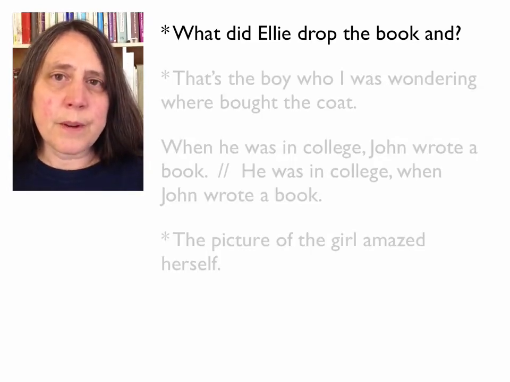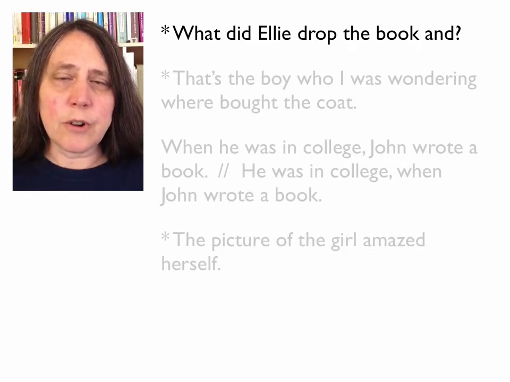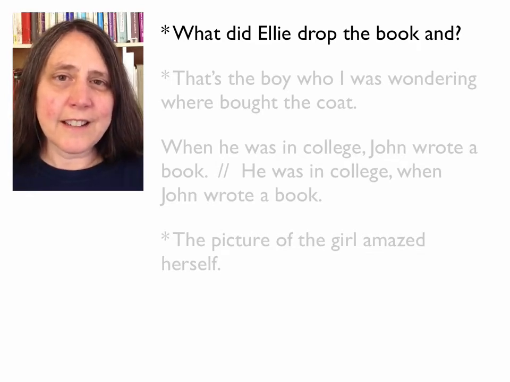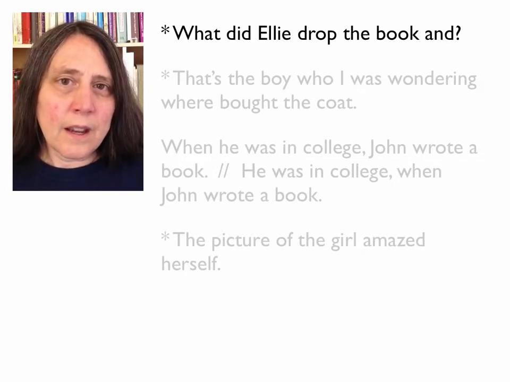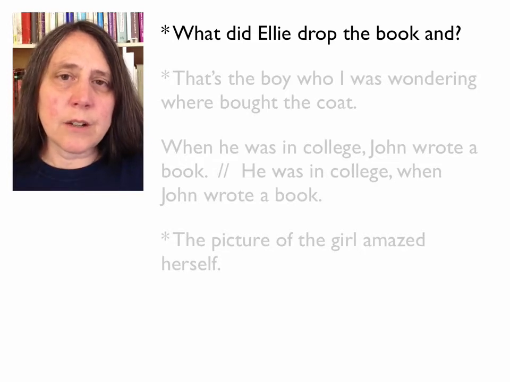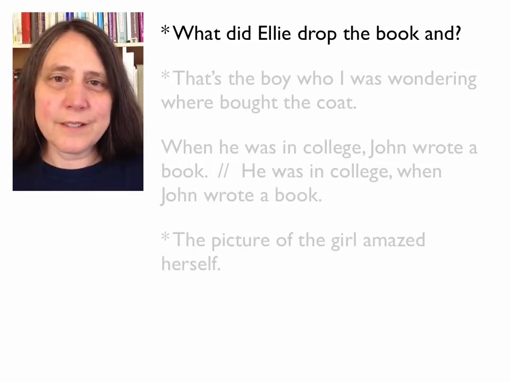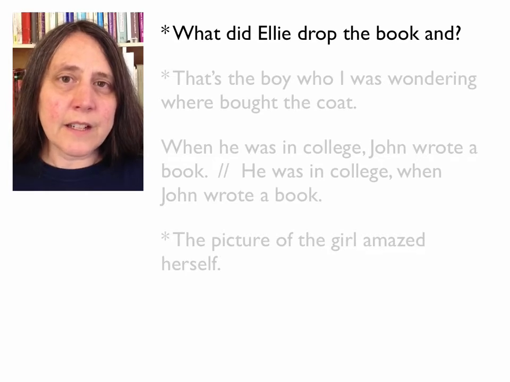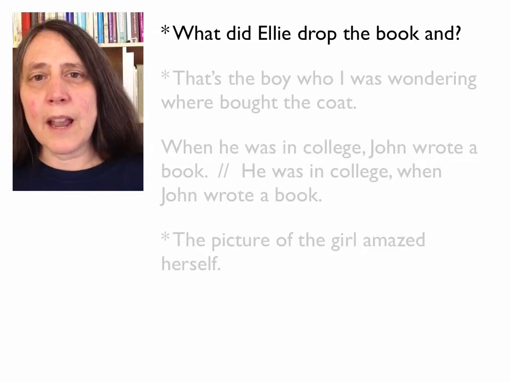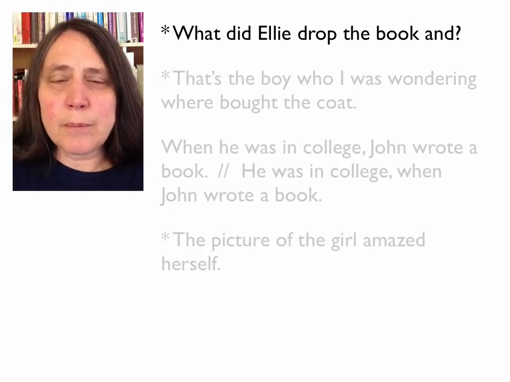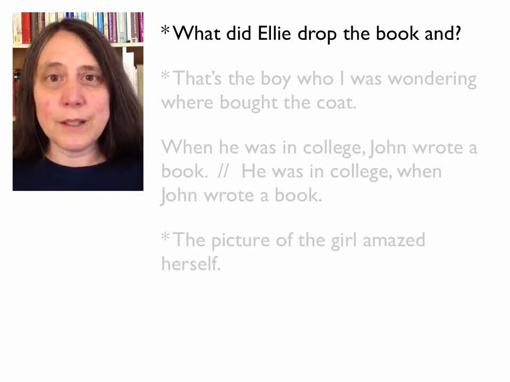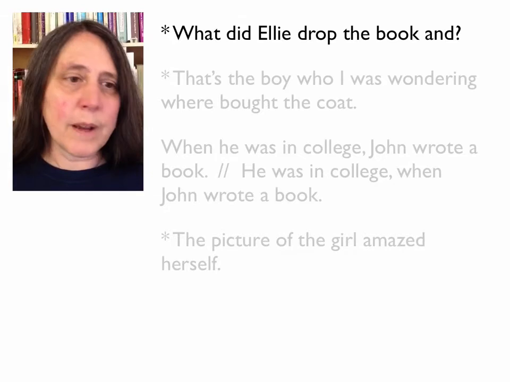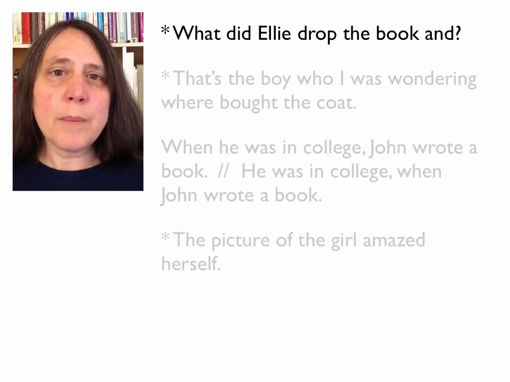Consider the first one. We have, what did Ellie drop the book and? And that just doesn't sound right. It's ungrammatical. But it's very similar to a sentence like, what did Ellie eat the cake with? And it has a perfectly reasonable meaning. I would ask, what did Ellie drop the book and? Meaning that I know that Ellie dropped the book and also something else, but I don't know what that something is. So I asked, what did Ellie drop the book and? You might answer, Ellie dropped the book and the pencil.